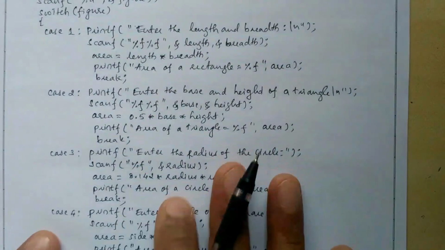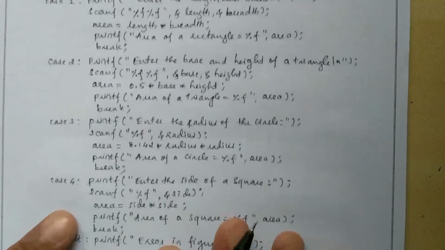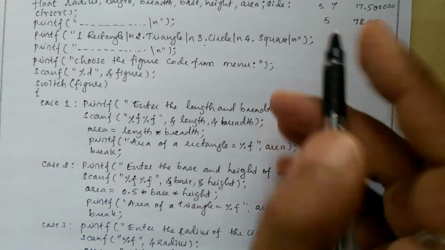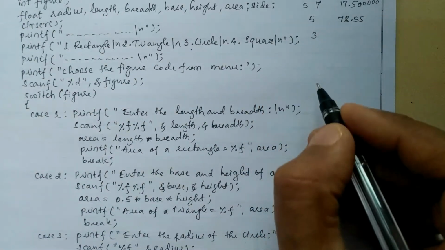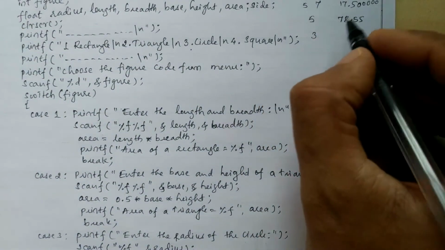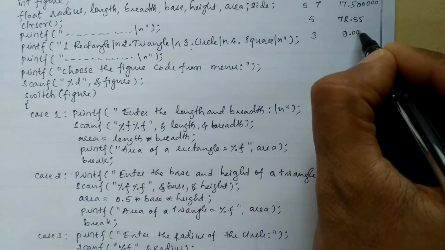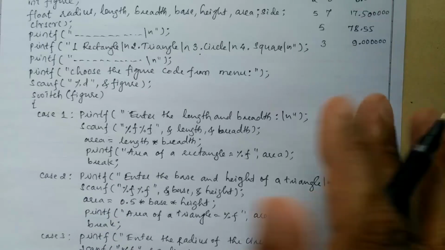Okay. So what is going to happen if the user presses the option 4? So directly switch case label 4 will get executed. It will ask the user to enter the side of a square. For example, if I enter 3, so it will be calculated side into side. So what it is going to give? 3 3s are 9. So 9.000000, because we have taken floating type of data.